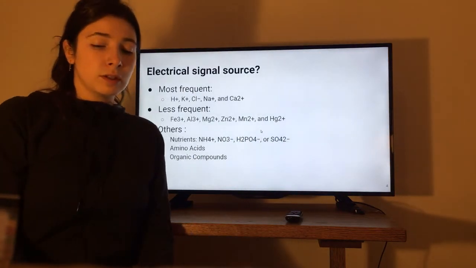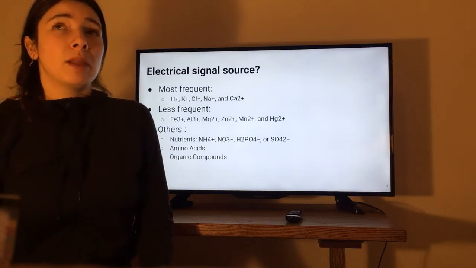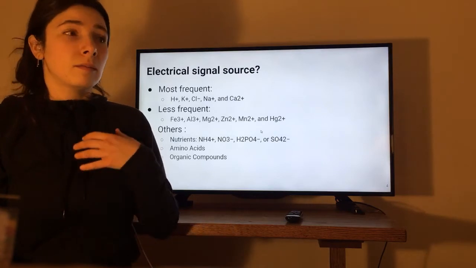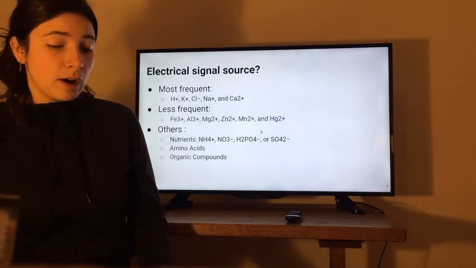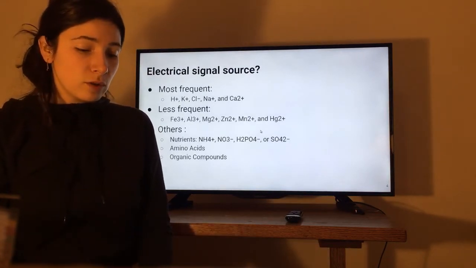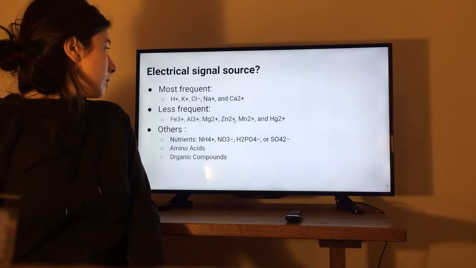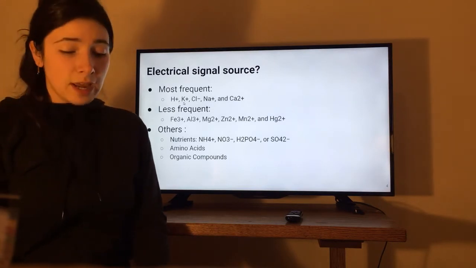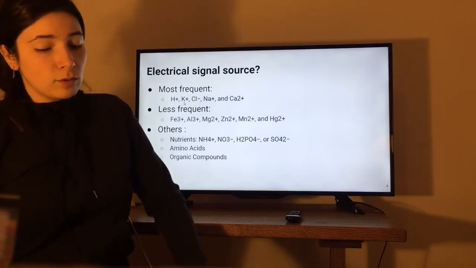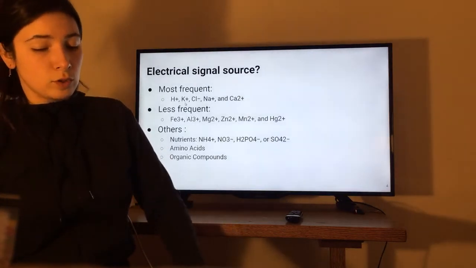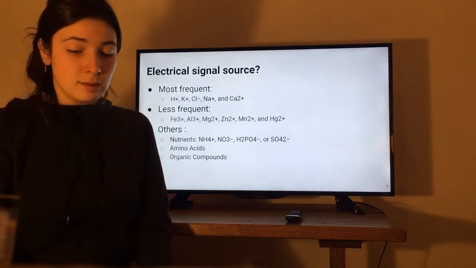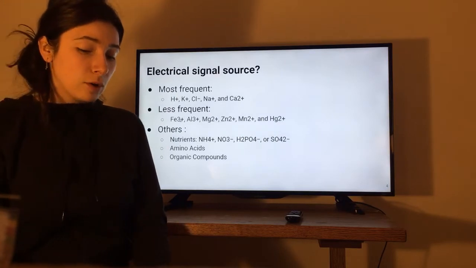So what are the electrical signal sources within a plant? A plant receives a lot of nutrients, but its cells also have all types of different ions that are flowing. So the most frequent ones that will be creating the signal of interest will be protons such as hydrogen, potassium, chloride, sodium, and calcium. And less frequently, the ones that are the source would be transition metals such as iron, aluminum, magnesium, zinc, manganese, and mercury.